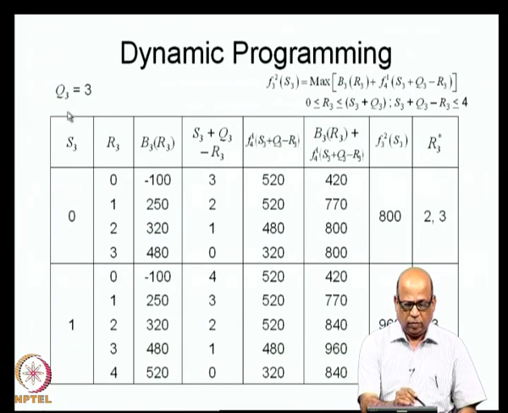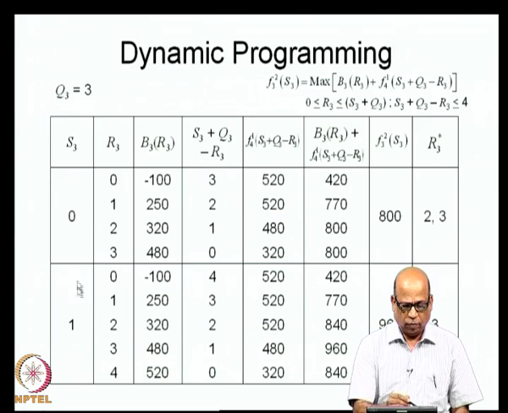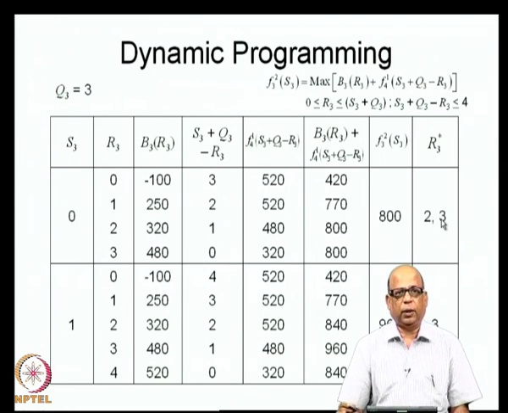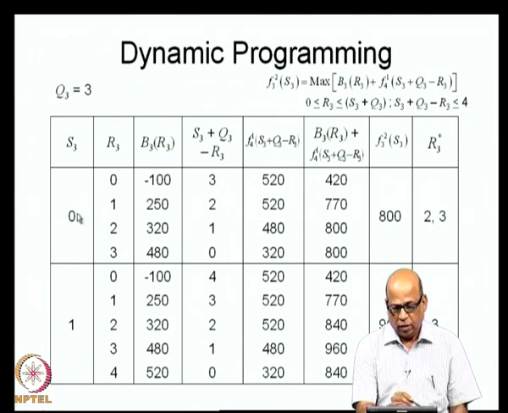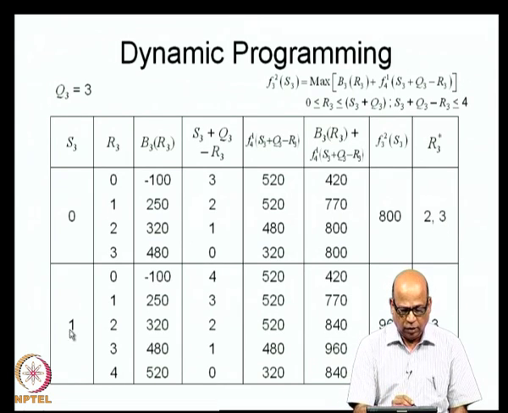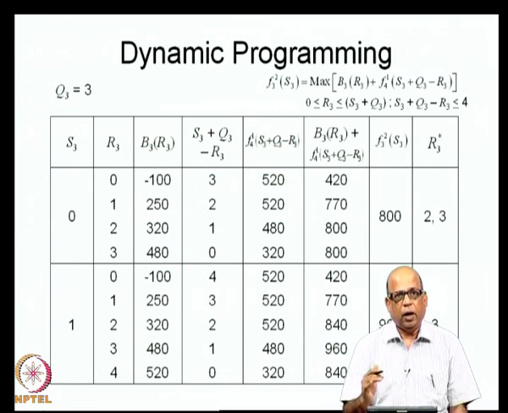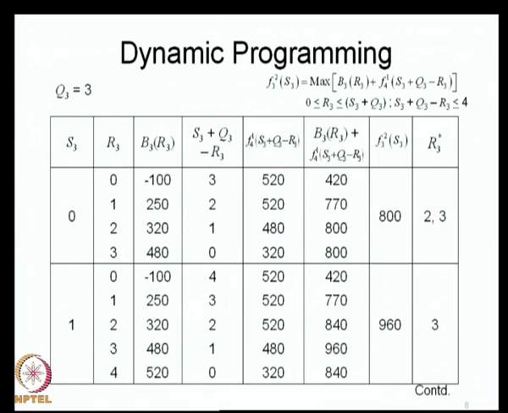So, we will solve the recursive relationship for various values of S3 and obtain the corresponding R3. The question we are asking at this stage is, if S3 is equal to 0, what should be my R3? If S3 is equal to 1, what should be my R3? And so on, such that the total benefits accrued up to that particular time period in the backward direction, including all the other time periods, is a maximum. So, let us say S3 is equal to 0, R3 can be either 0, 1, 2 or 3.